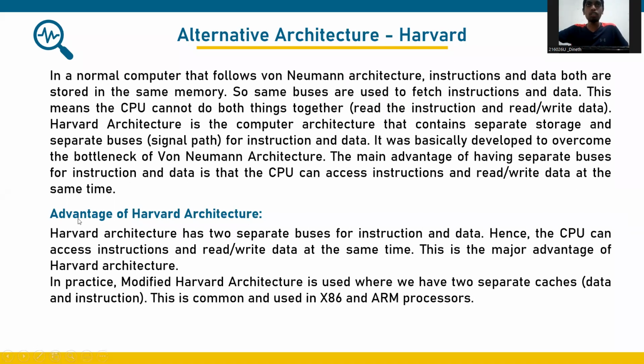The advantage of Harvard architecture: it has two separate buses for instructions and data. Hence, the CPU can access instructions and read or write data at the same time. This is the major advantage of Harvard architecture. In practice, modified Harvard architecture is used, where we have separate caches for data and instructions. This is common and used in x86 and ARM processors.